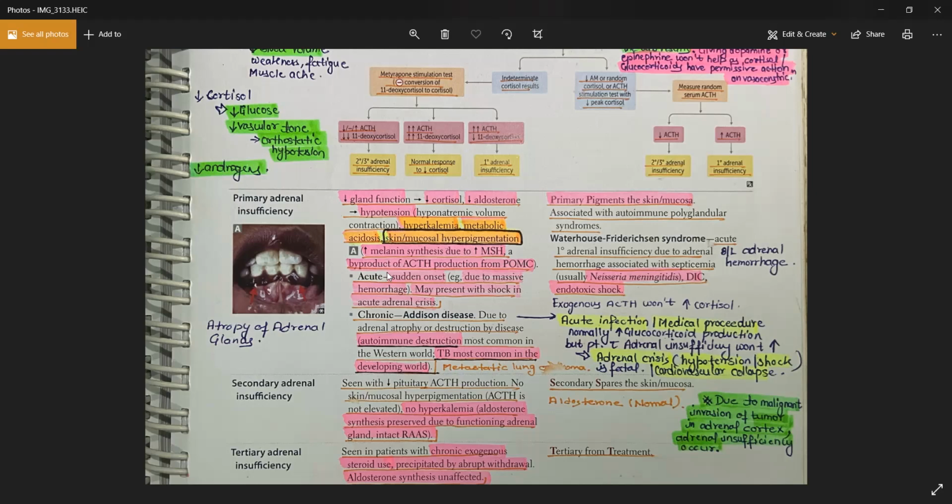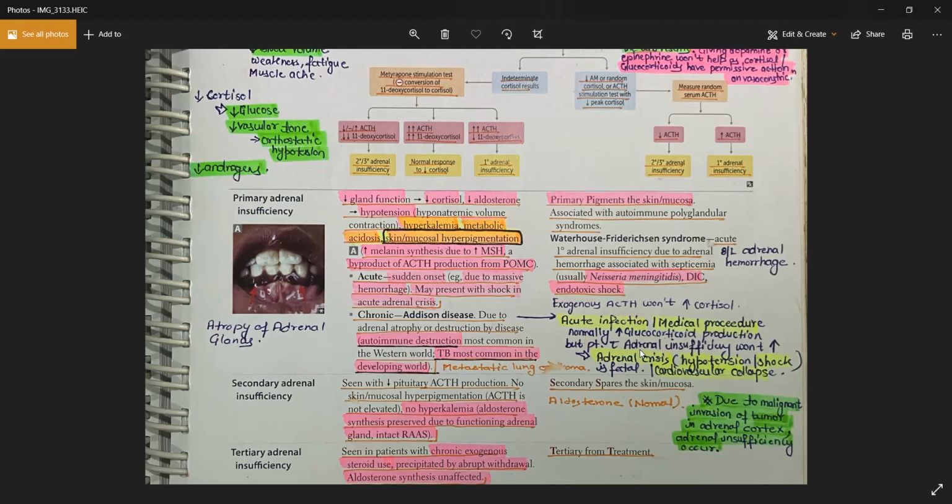So it is very important: whenever the patient has any acute infection or medical procedure, normally the glucocorticoid production is increased in your body. But the patients who have adrenal insufficiency and are on glucocorticoid therapy, the dose must be increased. If you don't increase the dose, the patient can end up having an adrenal crisis, and that can lead to death.